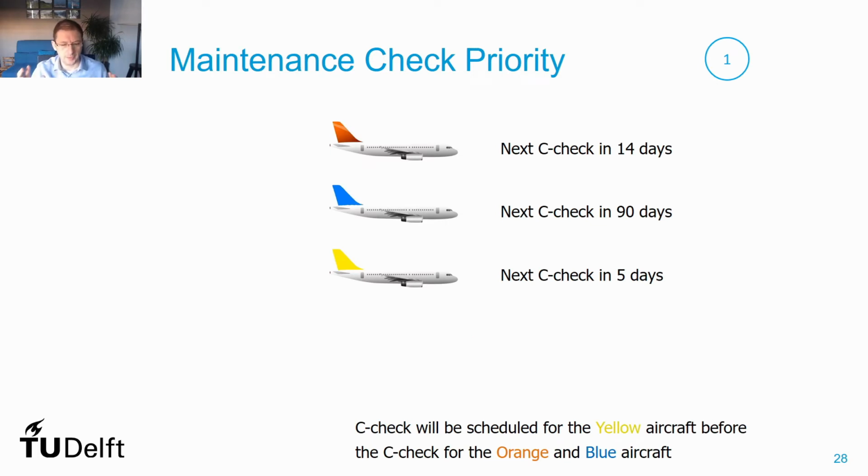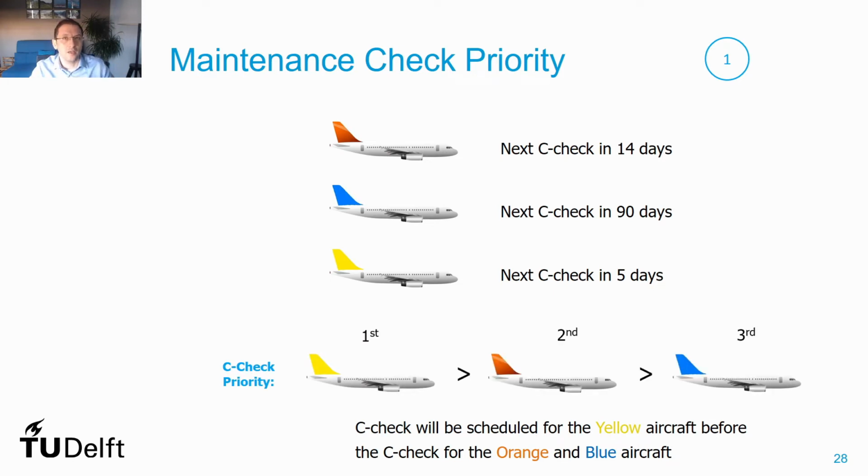So let's assume that we have 3 aircraft in our fleet: an orange, a blue, and a yellow. The orange, according to our calculations, will have to perform a C-check in the coming 14 days. The blue one has 90 days to perform this C-check, while the yellow one has to do it in the coming 5 days. So in this scenario, we can consider that the yellow aircraft has a higher priority than the orange one, and the orange one has a higher priority than the blue one.